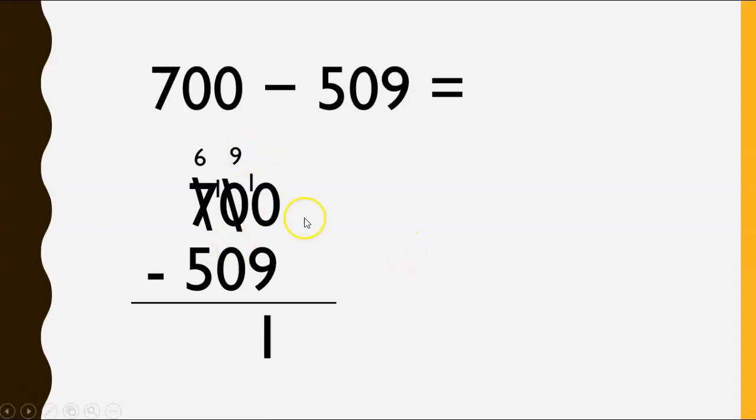What is 9 minus 0? Pretty simple. If you have 9 things and you don't take anything away, you still have 9. What is 6 minus 5? You could put 5 in your head and count to 6. Or you could say, if I have 6 things and I take away 5 of them, I have 1 left. And my answer is 191.